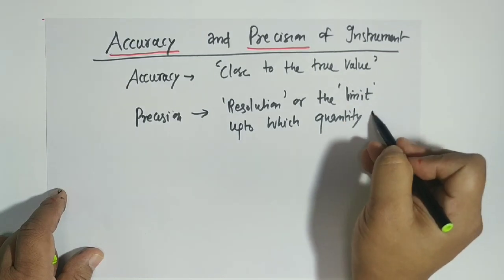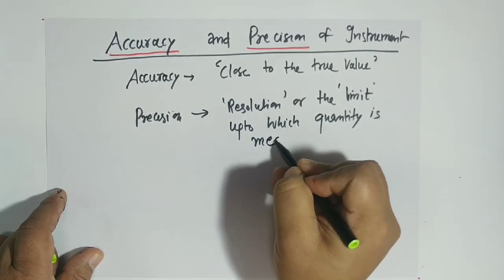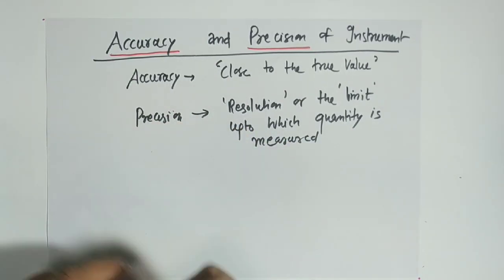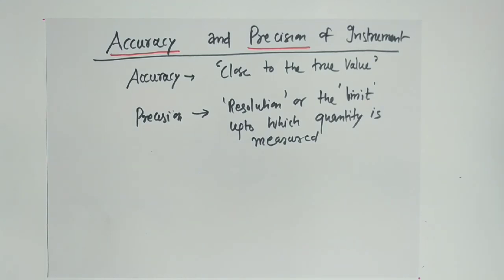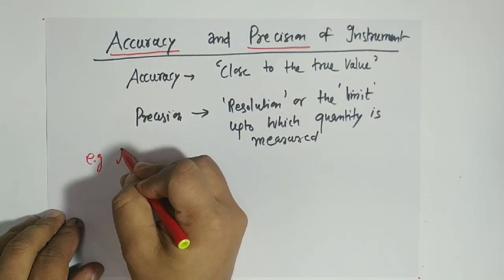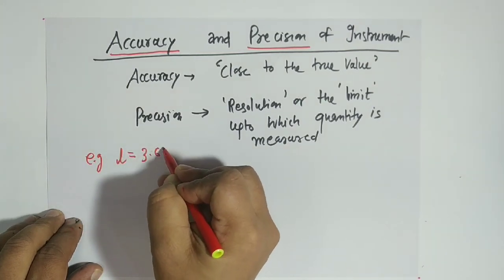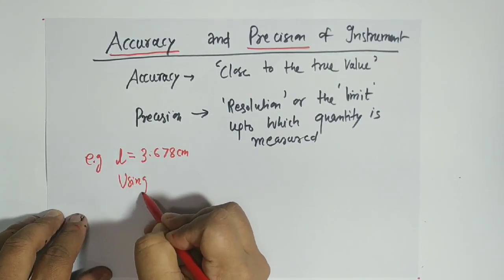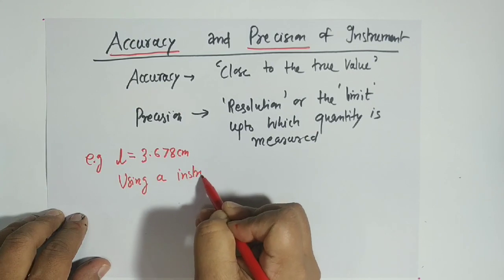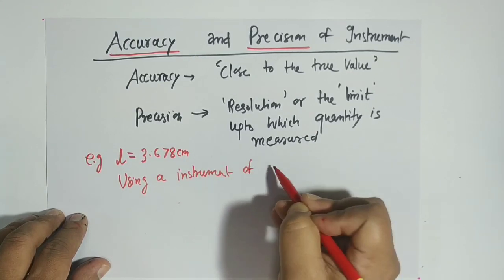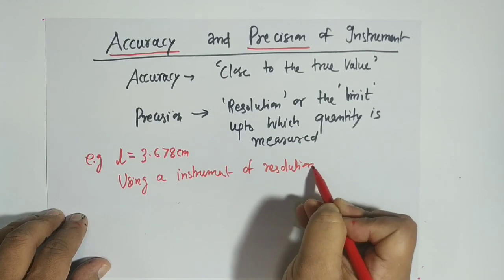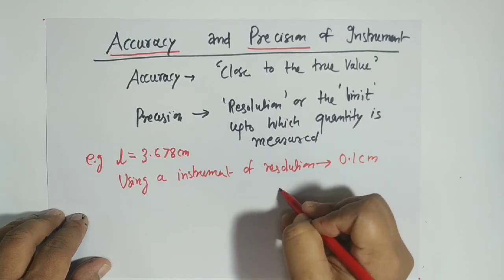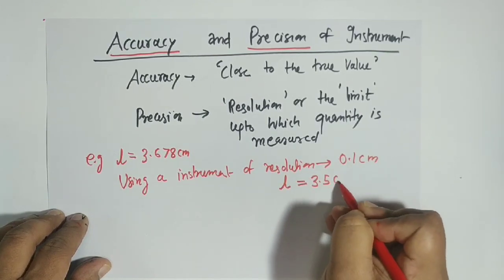So these are the two things which are very important: accuracy and precision. I will give you an example. A very simple example: say the length measured of anything is 3.678 centimeter, a very small length. And then I use an instrument of resolution, see here, resolution, that is 0.1 centimeter, and the value measured is equal to 3.5 centimeter.